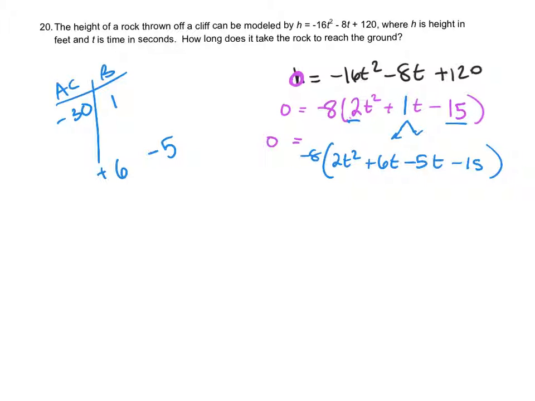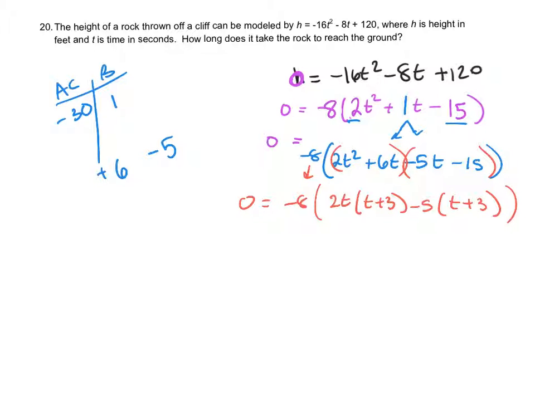I can then group factor, as we called it, where I could take out a 2t from here, and I'm left with t plus 3. I could take out a negative 5, and I'm left with t plus 3. The negative 8 is still there, although it's going to be kind of irrelevant in a minute. Then I look for what we called twins, and I get t plus 3 and 2t minus 5.